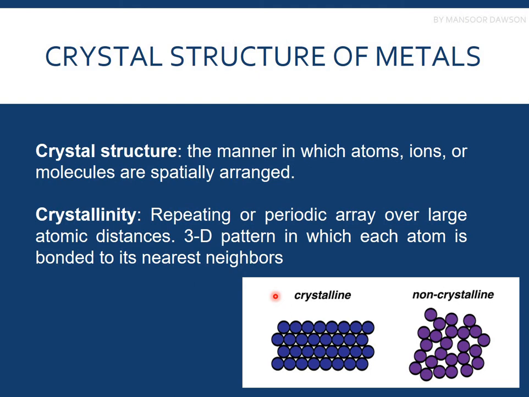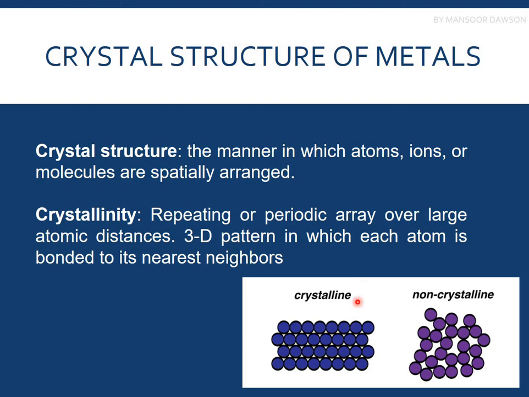Basically, crystal structure, as you can see over here, is a manner in which atoms, ions, or molecules are arranged in space. In this figure you can see that these particles or atoms are arranged in a particular manner, and this pattern is repeating layer by layer, and it would also be repeating itself in the third dimension as well.